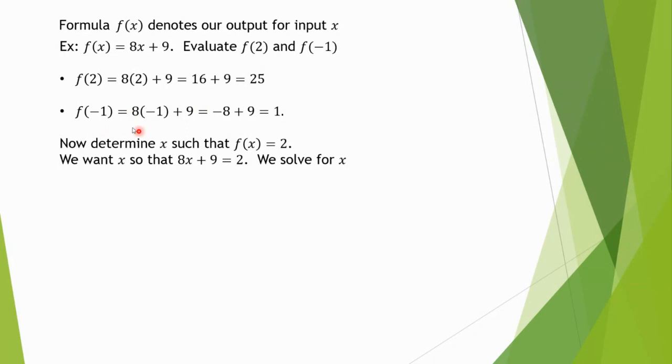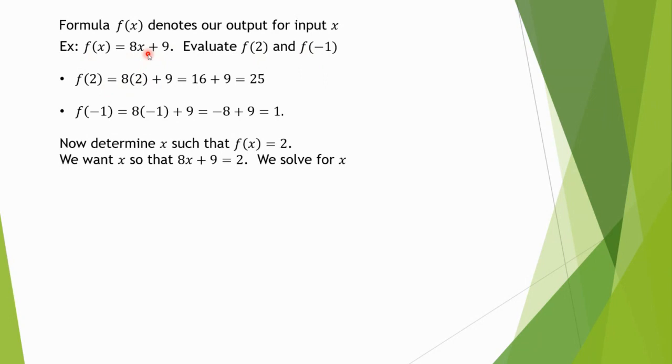So here are just some examples. For instance, let's say we wanted to get f of 2 and f of negative 1. So what is this saying? This is saying replace x by 2 in our function, which in this case is 8x plus 9. And so what would f of 2 be? Well, we have to replace x by 2 and evaluate it.